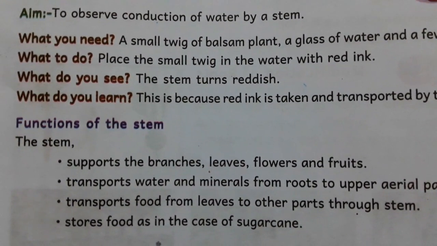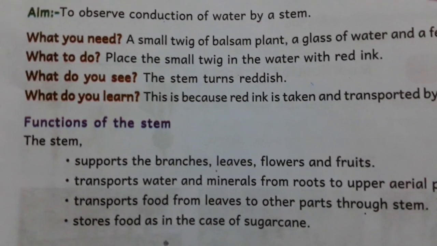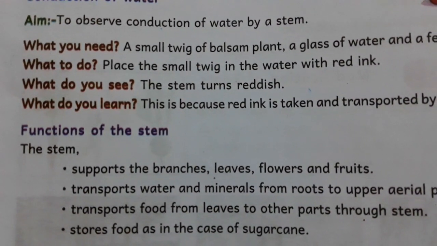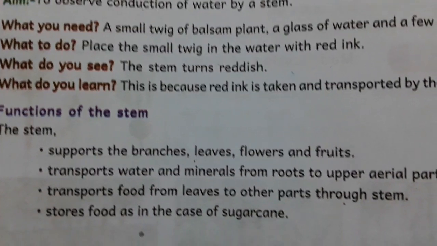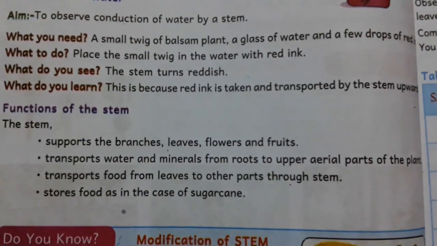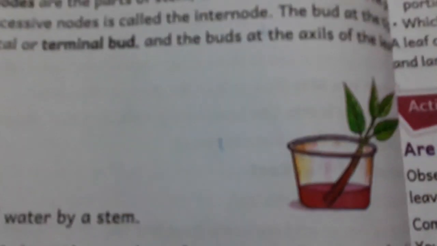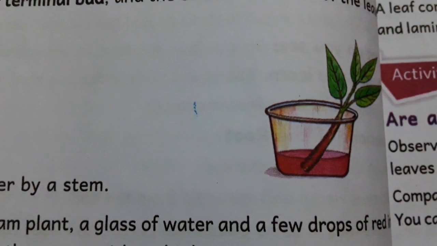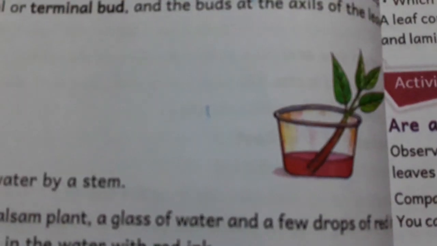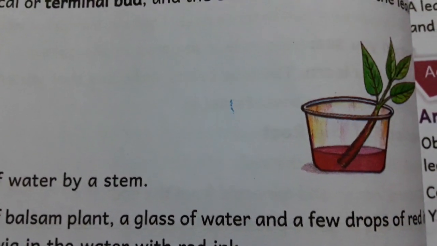Place the small twig in water with the red ink. And what do you see? The stem turns reddish. So what do you learn? This is because the red ink is taken up and transported by the stem upwards. Now see here how the red color appears on the part of the stem. If you do this activity, you can understand about the conduction of water.